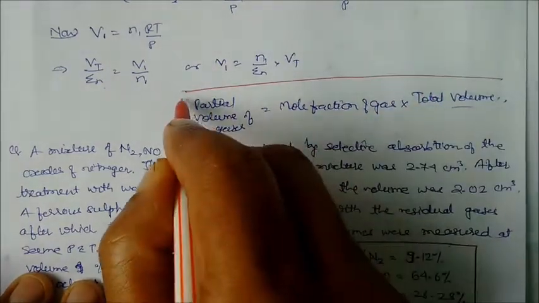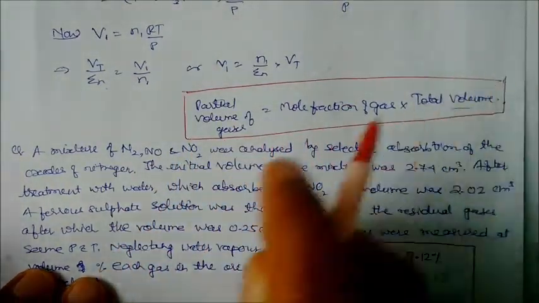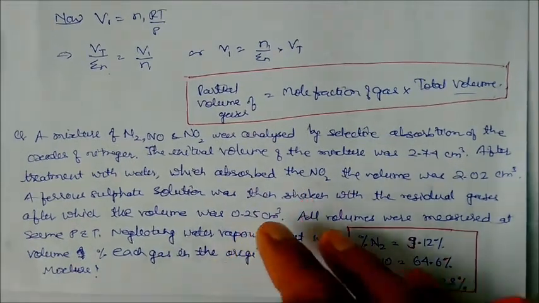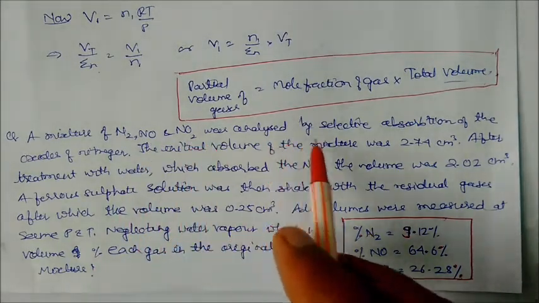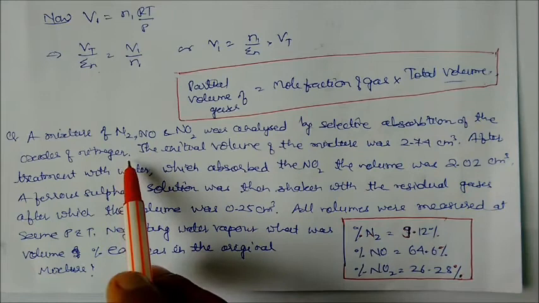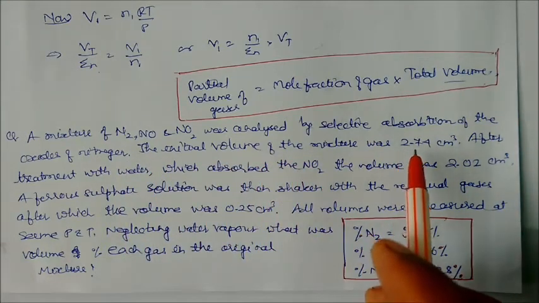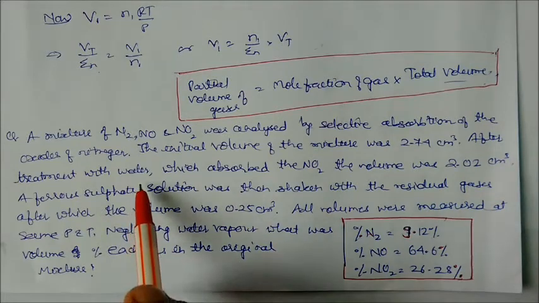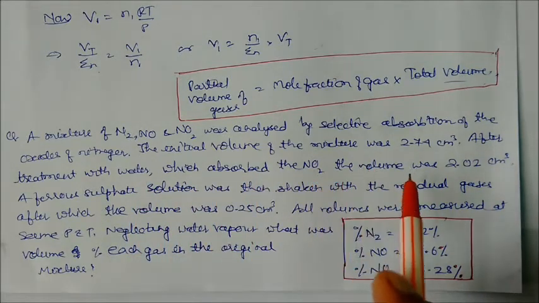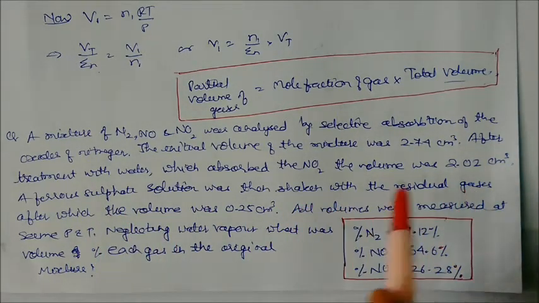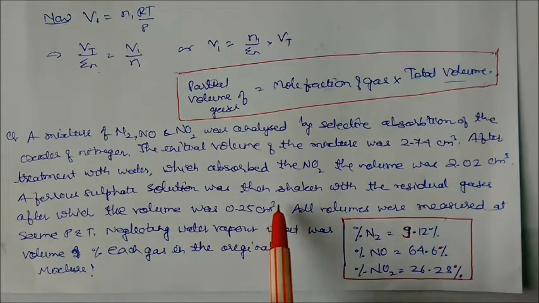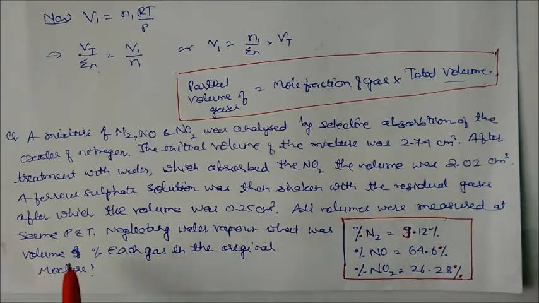So I have given one problem. See this problem, how we can get the solution. A mixture of nitric oxide and NO2 was analyzed by selective absorption of the oxides of nitrogen. The initial volume of the mixture was 2.74 cm³. After treatment with water, which absorbed the NO2, the volume was 2.02 cm³. Ferrous sulfate was then used on the residual gases, after which the volume was 0.25 cm³. All volumes are measured at the same pressure and temperature, neglecting water vapor. What was the volume percent of each gas in the original mixture?